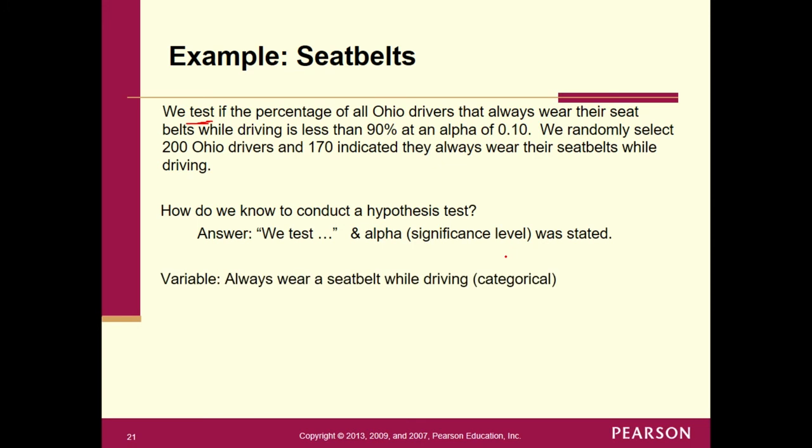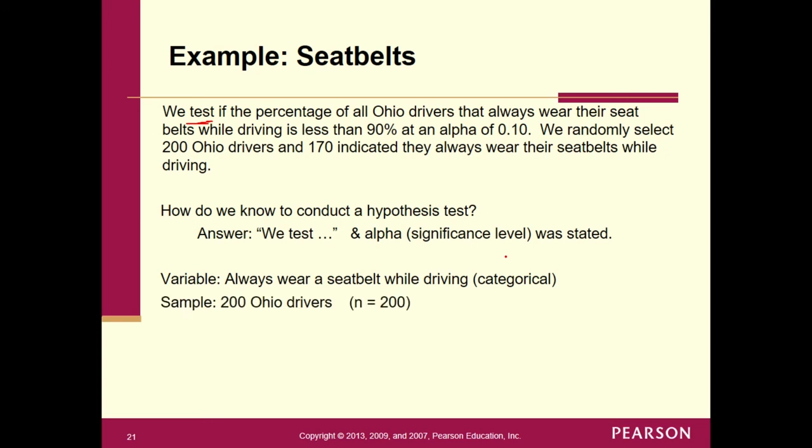Variable. What was the underlying variable? Always wear a seatbelt while driving, right? Does a person always wear their seatbelt while driving? And it's categorical. And so you're going to either answer yes or no to that, right? Or every person is going to answer yes or no to that. And so the underlying variable is categorical. That means we're going to look at percentages or proportions.